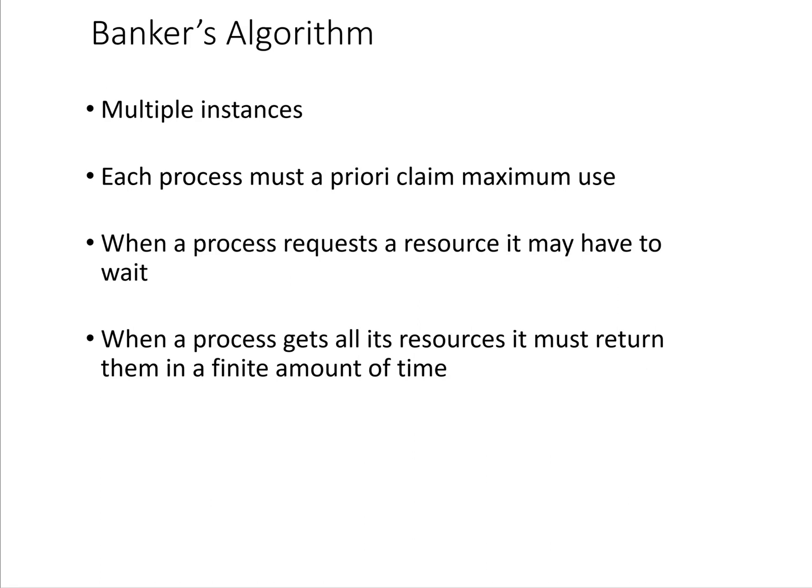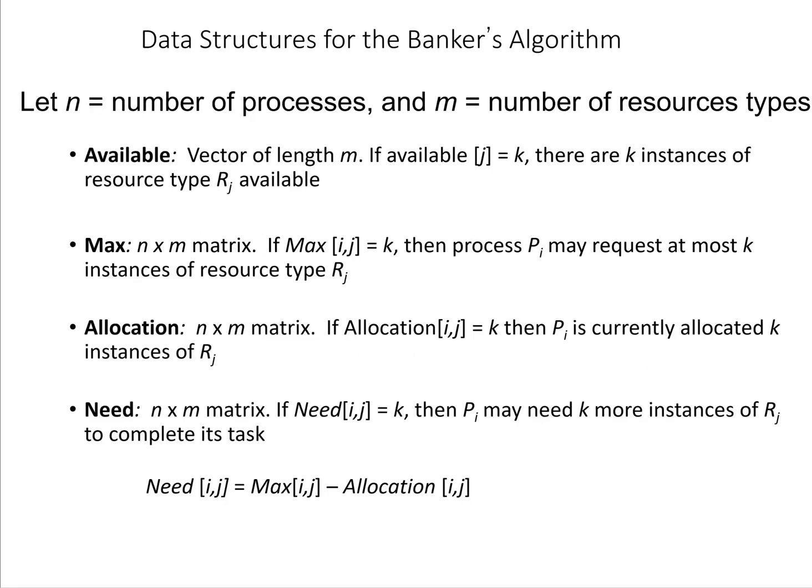So basically by removing cycles, we can prevent deadlock. The Banker's algorithm deals with multiple instances of a resource, but each process must claim maximum use ahead of time. When a process requests a resource, it may have to wait. When a process gets all its resources, it must return them in a finite amount of time. So let n equal the number of processes and m equal the number of resource types. For a vector Available of length m, if Available[j] equals k, there are k instances. We have a Max n by m matrix. Process Pi may request at most k instances. We also have an Allocation n by m matrix, and a Need matrix.